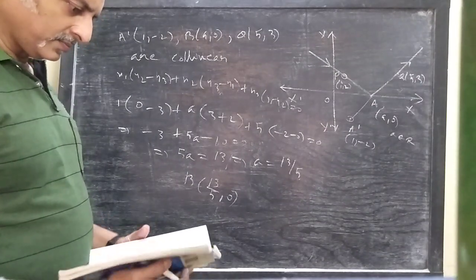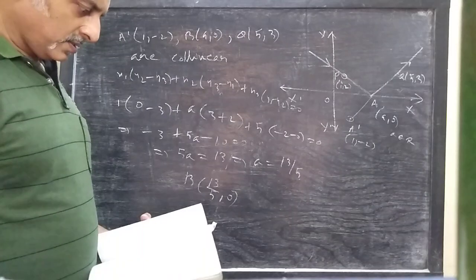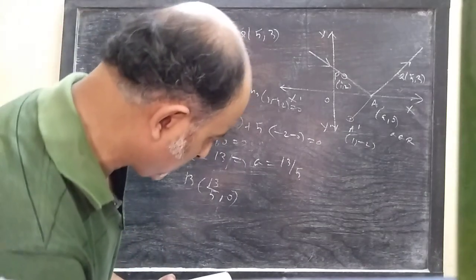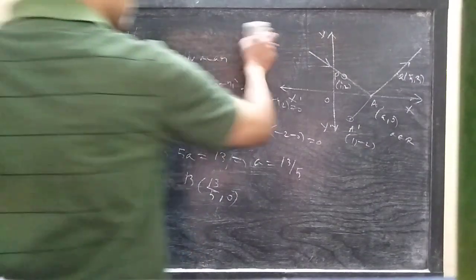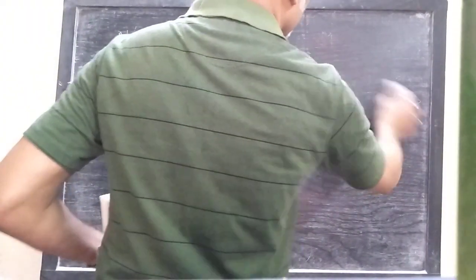Next question. Show that the straight line always passes through a fixed point, irrespective of the values of a and b. Important question.